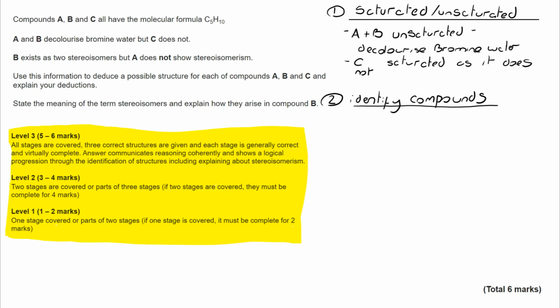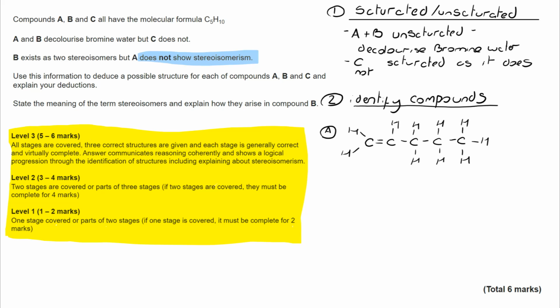Now, A is an alkene, but it doesn't show stereoisomerism. I have a 3-tick rule when I'm deciding whether something shows geometrical isomerism. Does it have a double bond? Tick. Yes, it does. Does the carbon on the left of the double bond have 2 different groups coming from it? No. Now, because I've not got that second tick, I can't have all 3 ticks, and therefore it does not show geometrical or stereoisomerism.